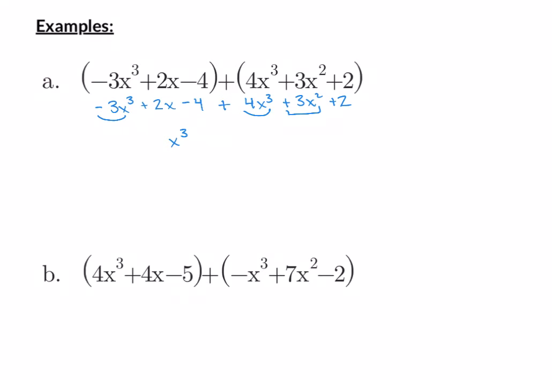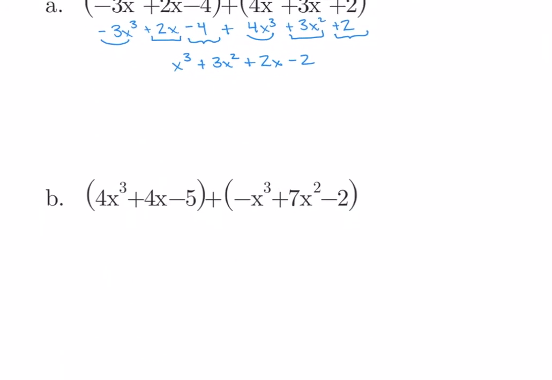I have my 3x squared. Again, writing in descending order. I have my 2x. And then I have my constant terms. Negative 4 plus 2 is negative 2. All right, let's try one more.